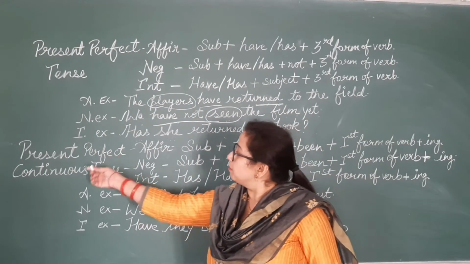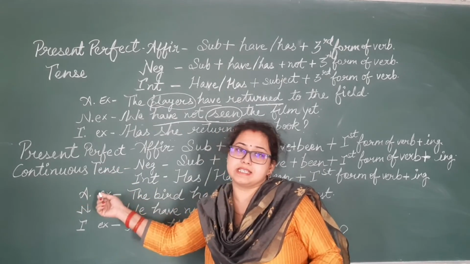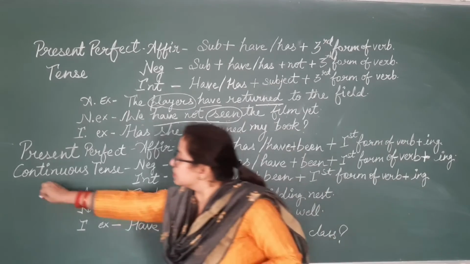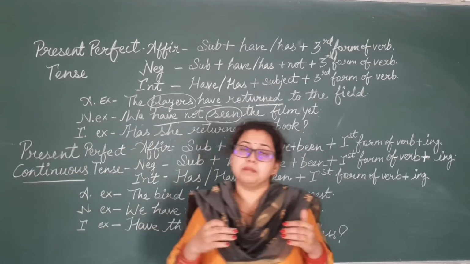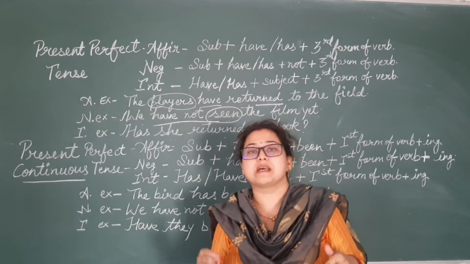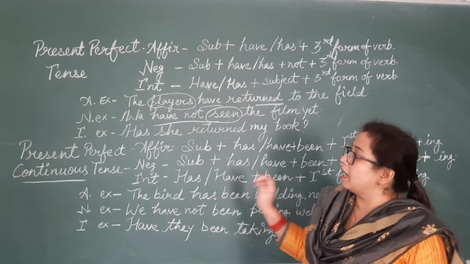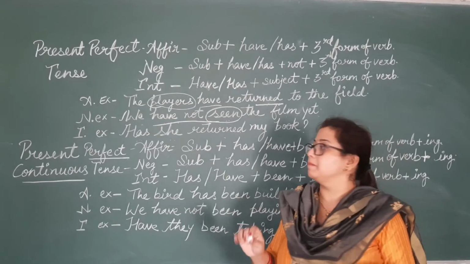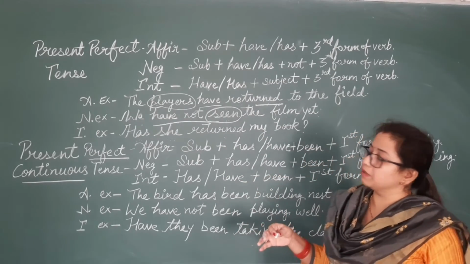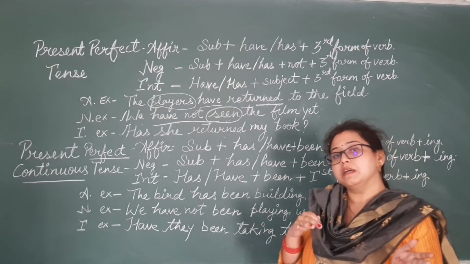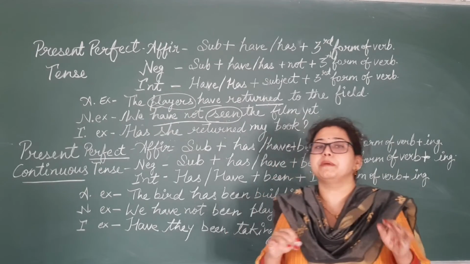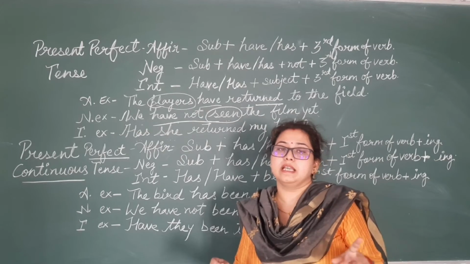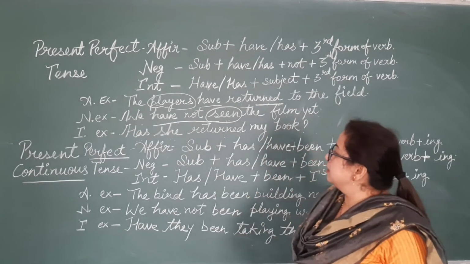Next is present perfect continuous tense. As we have already learned the meaning of continuous: continuous means something is in motion, something is going on and on and on. And perfect is a proper thing, perfectly. So in the present perfect continuous tense, we talk about something that is happening in a perfect manner and is continuous. It is in a moving way.